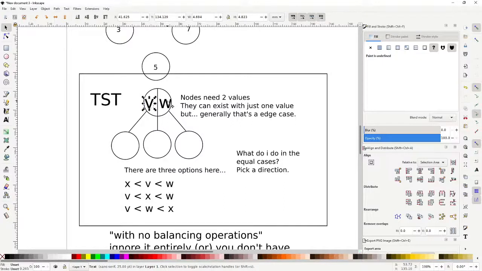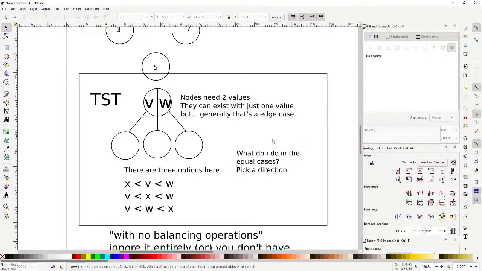Or if it's equal to W, then maybe you stick it all to the left of W or the right of W. But you have to make those decisions. As I say, what do you do in the equal cases? You pick a direction, and it's as simple as that. You pick a direction.